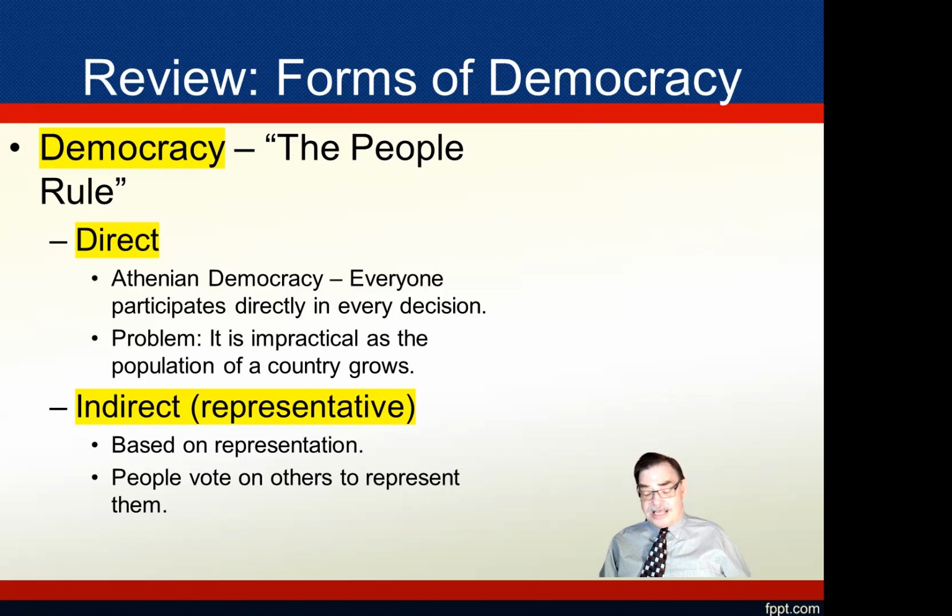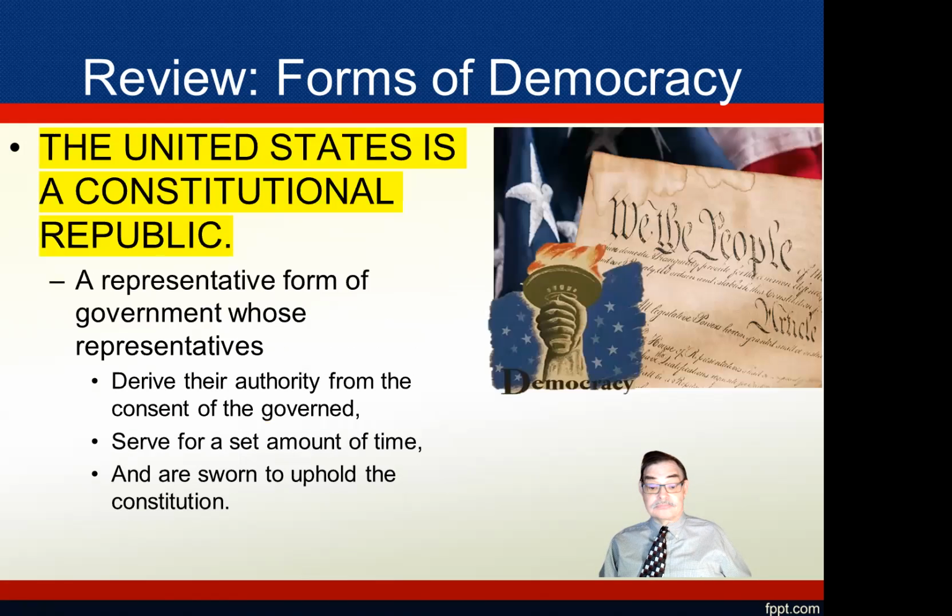And so that's why we have the indirect democracy or representative democracy, or what we call a republic, which is based on representatives. We vote on people who represent us, and those people vote on our behalf. So the United States officially is a constitutional republic. That is a representative form of government whose representatives get their authority from the consent of the governed, serve for a set amount of time, and are sworn to uphold the Constitution.